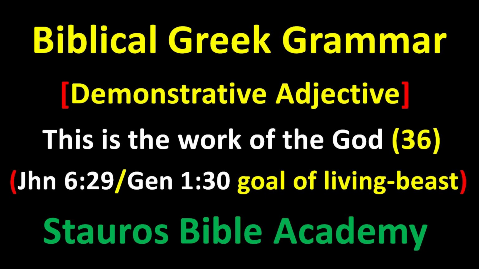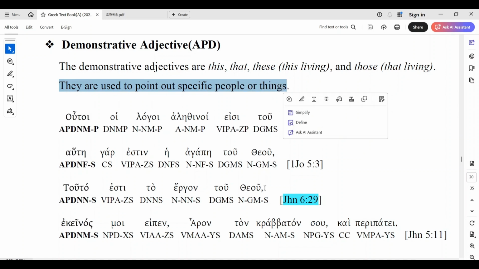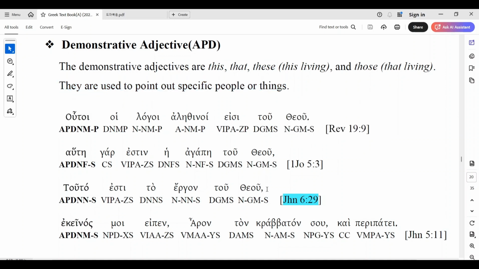Today, we continue to study Greek grammar, demonstrative adjective. Demonstrative adjectives are this, that, these, and those. They are used to point out specific people or things. And then we are studying on the third one, John chapter 6, verse 29.